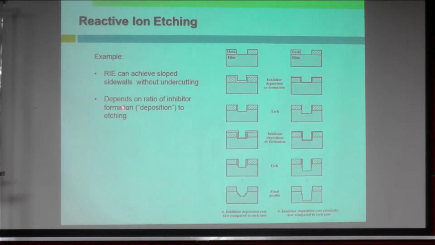So an example of reactive ion etching: you can see that with a photomask, the inhibitor covered the surface. Then once etching happens, it can give a straight cut edge final profile in this way.